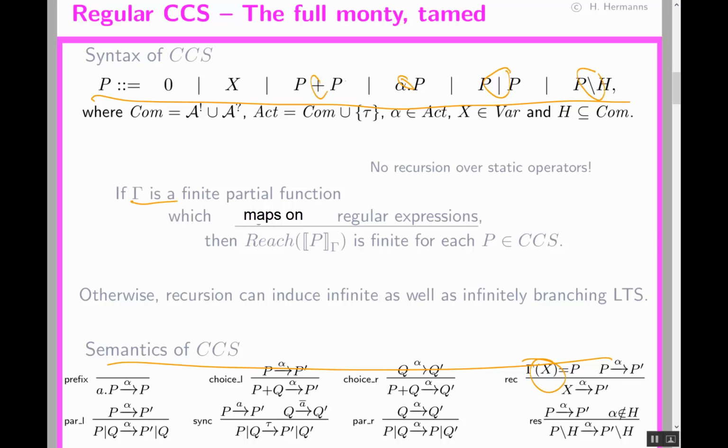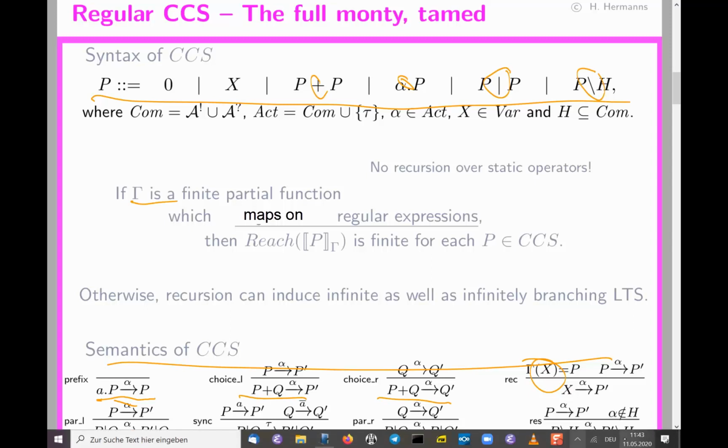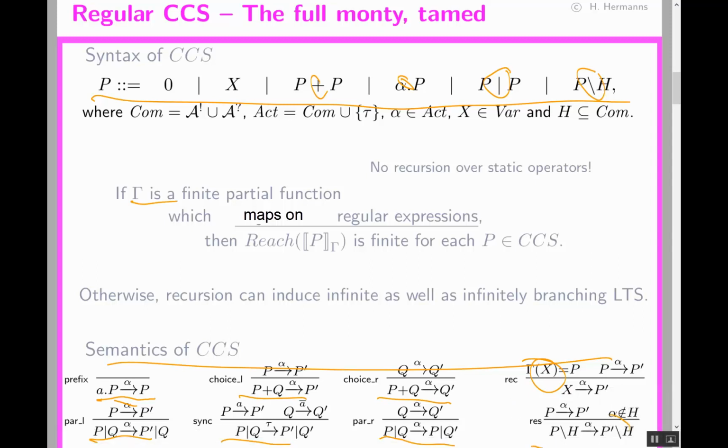What is the difference? The difference is they disappear by taking a transition. They are no longer there when you take a transition. But these are here. So the operators remain after taking a transition. And if then recursion kicks in, they may actually pile up. And in order to avoid that, we have introduced regular CCS. And if you make sure that this partial function maps on regular expressions, then all is fine. Okay, so that was the status.